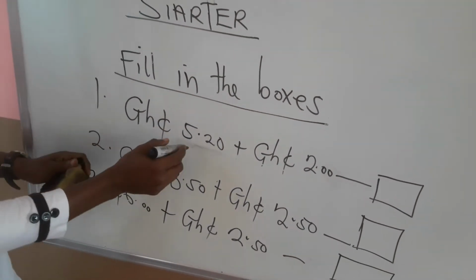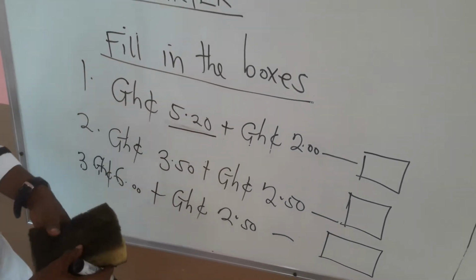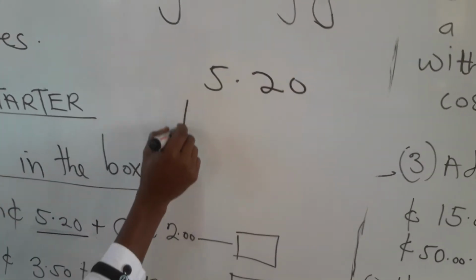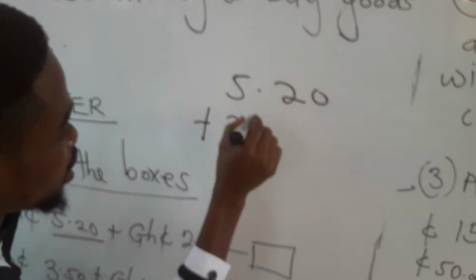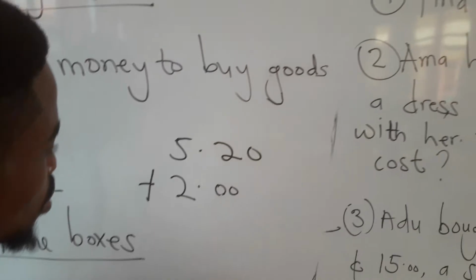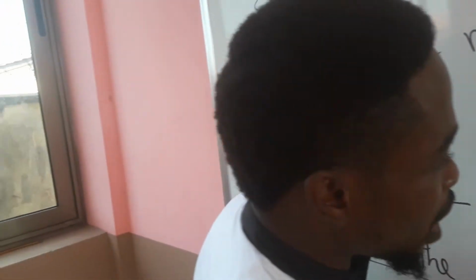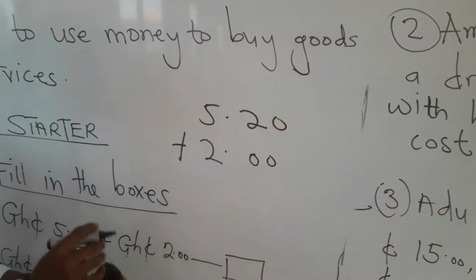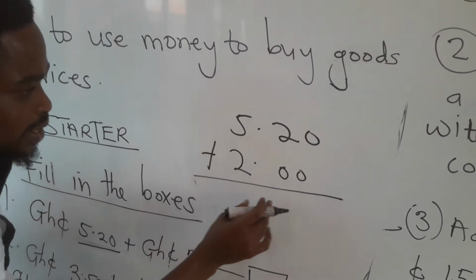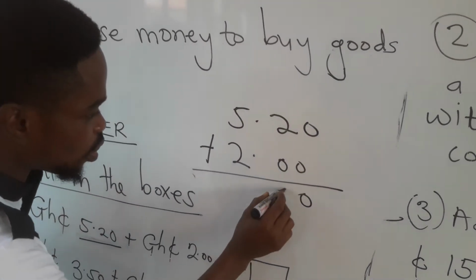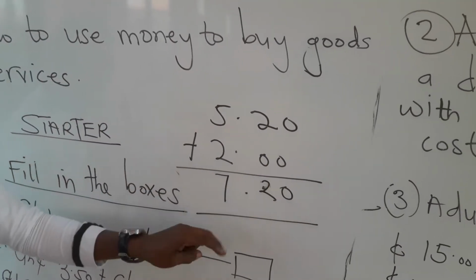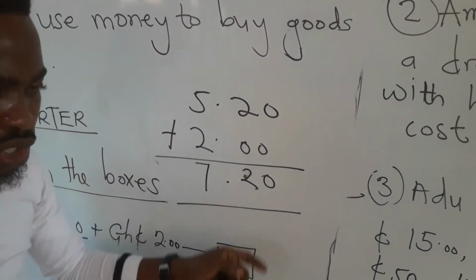The first one is 5 cedis, 20 pesos plus 2 cedis, which can be written like this. Then we have 20, the 2 zeros. Anytime you are dealing with transactions, remember to write the 2 zeros to make it complete. So this is 2 cedis. Now we add: 0 plus 0 gives 0, 2 plus 0 gives 2, then 5 plus 2 gives 7. So we can say this amount in words as 7 cedis, 20 pesos.